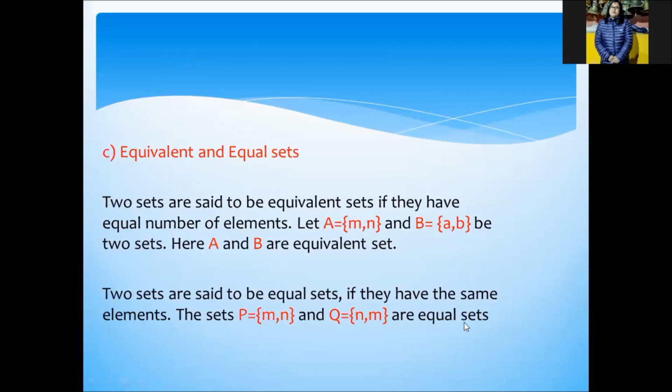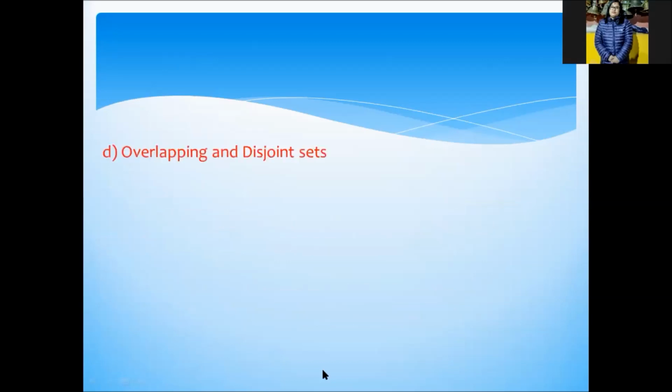Why? Because in P there are also M, N, and in Q also N, M. They are the same elements. They have the same elements and the same number of elements. So they are called equal sets. Okay. Now next, overlapping and disjoint sets.